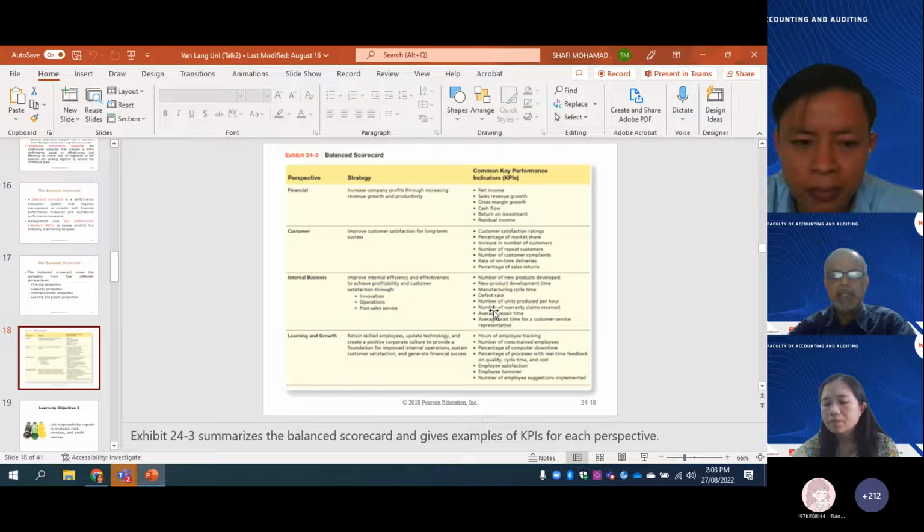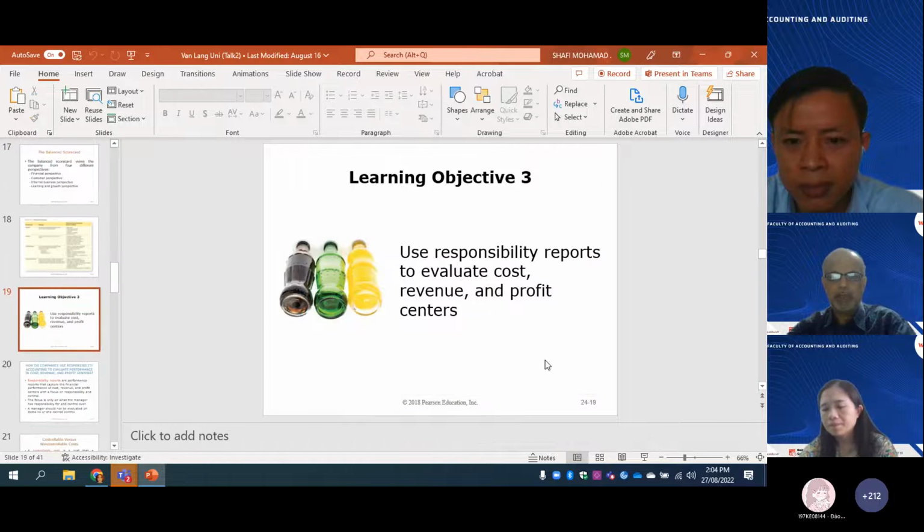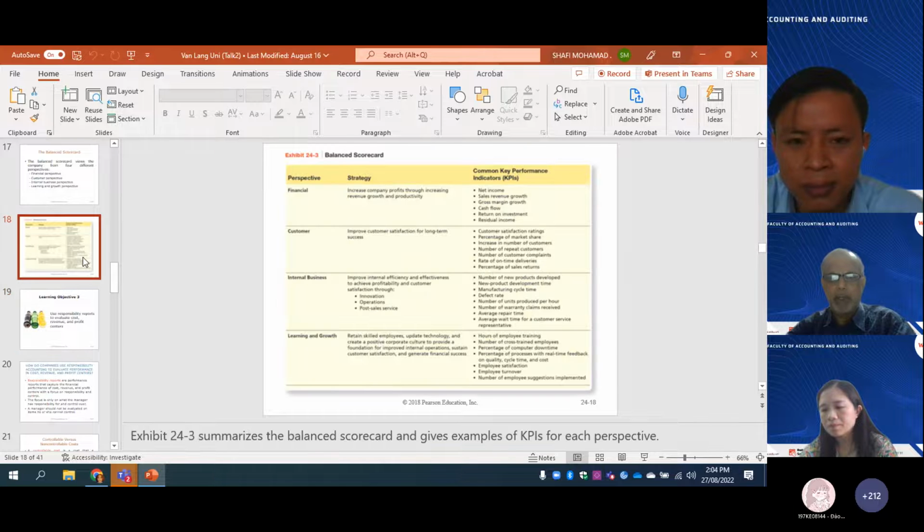For internal business, things like our manufacturing cycle time. What's the rate of defect? Number of units produced per hour. Average repair time. These are the KPIs that we can use. And for learning and growth, aspects we can look at are like our staff training. How many hours are they sent for training? How many cross-trained employees, meaning that they are multi-skilled? We are training them in more than one area.